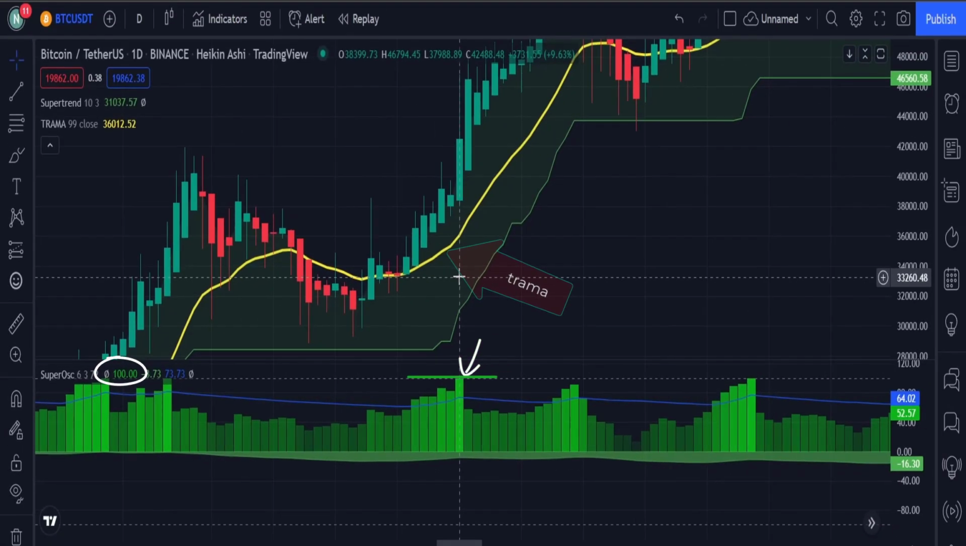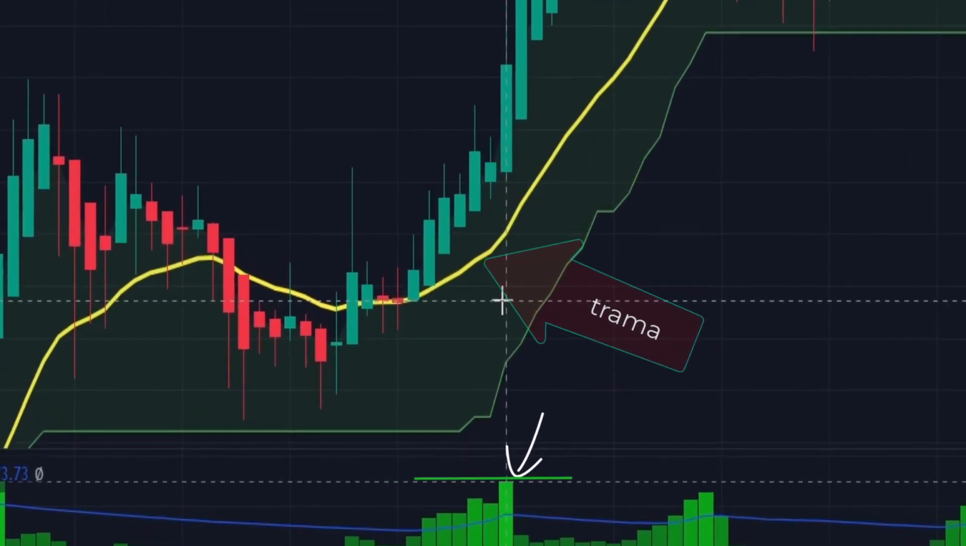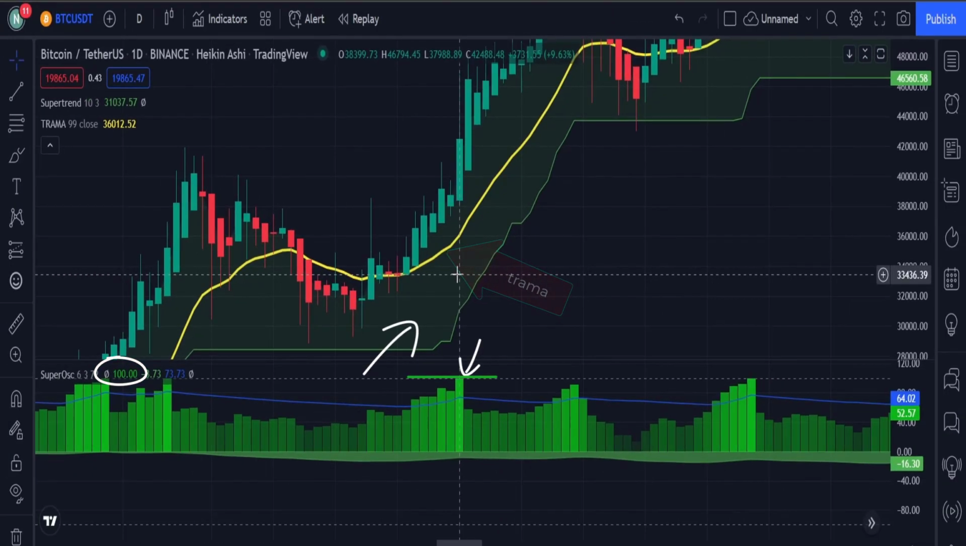The third sign is going to be the regular SuperTrend indicator right here. That needs to be green at that time. And these are your 3 rules for going into a long position. Now, where are you going to put the stop loss? So stop loss will be at the SuperTrend indicator line right here. So you put the stop loss around here.